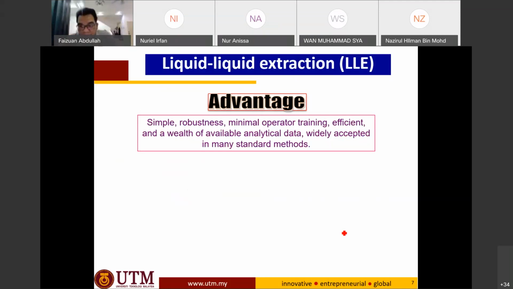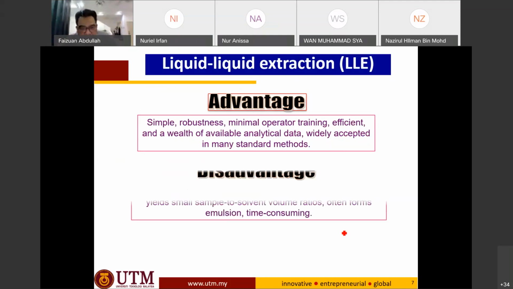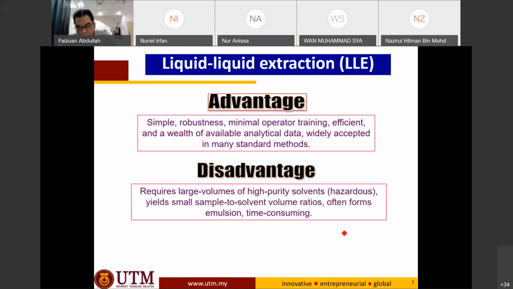But there is a large volume of high purity solvents. Of course, for this method, we need a large volume of high purity solvents, right? And it is hazardous and yields small sample to solvent volume ratios. With a large volume of solvents, we only acquire a small volume of analyte. The sample is also large, right? So meaning that we need to use a lot of solvent for this method. Wait for a while.